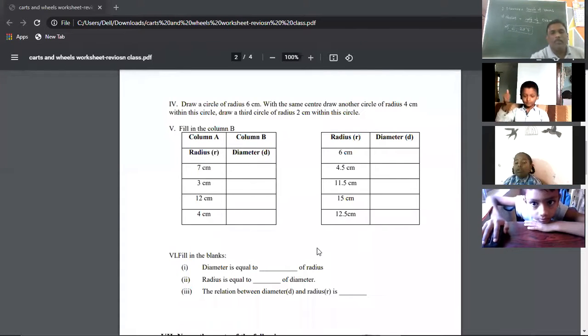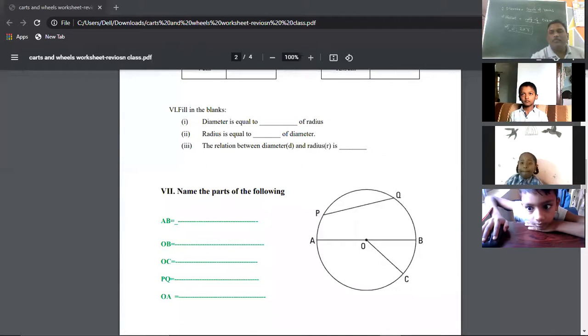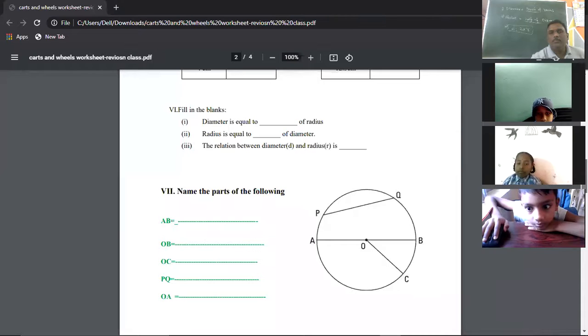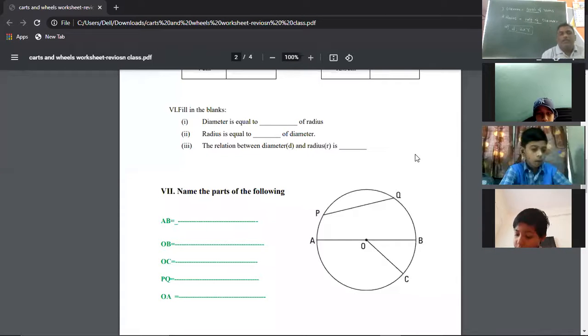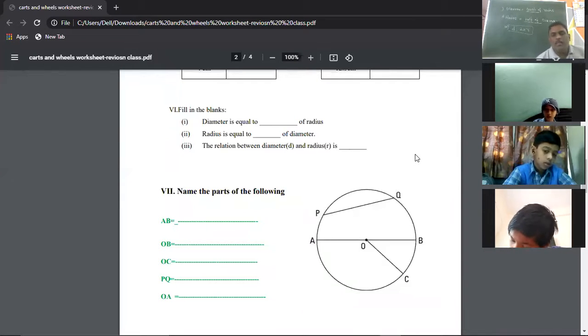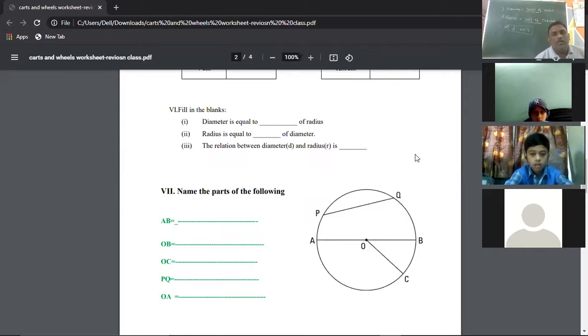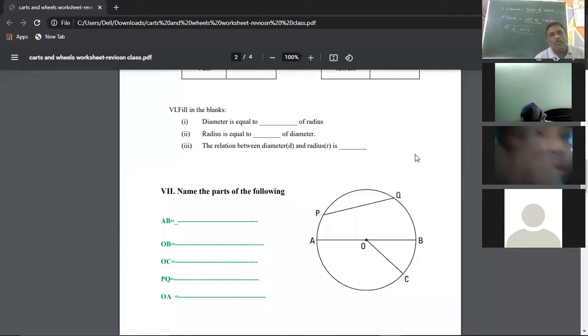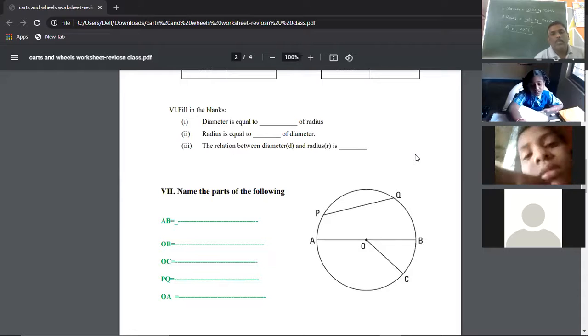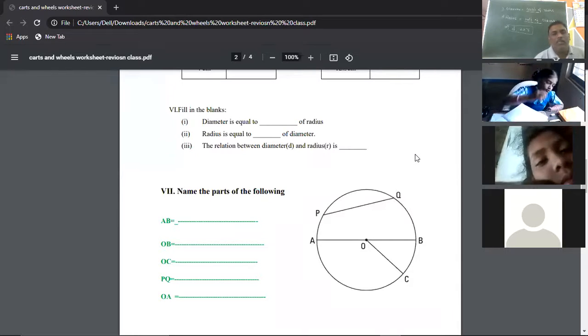Next one. Completed, sir. Next one, circle is here. Similar to the first example that I told today in the class, one diagram is given. There are some parts mentioned. You have to name them one by one. What is AB? You have to draw the circle and name the things.